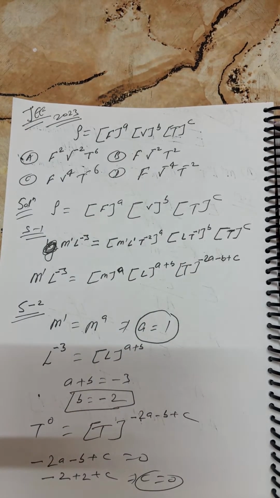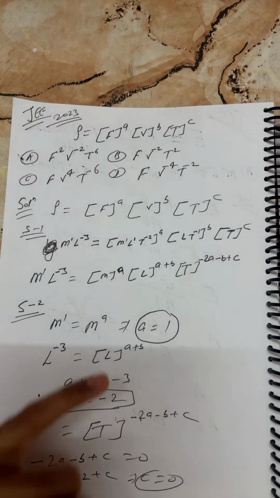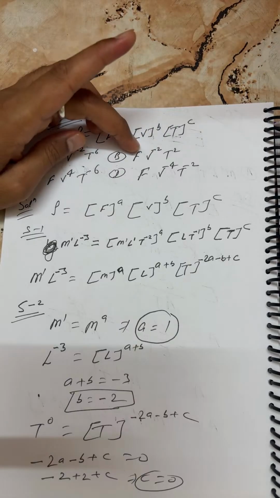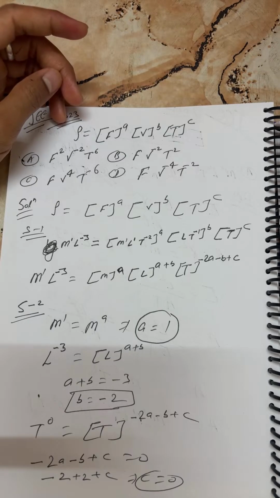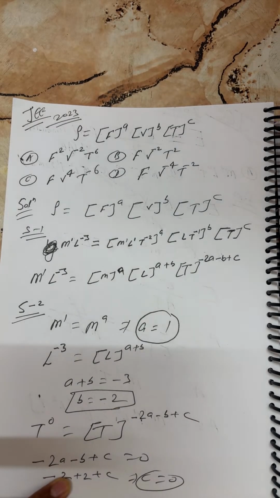But here there is no option. Think, there is no option here. A plus b is equal to minus 3, correct? B is equal to minus 2, correct? B equal to minus 2, we have that option. But c is not coming how? A is equal to 1, so minus 2a, correct, and b is equal to minus 2, so minus minus plus 2. C is coming 0.